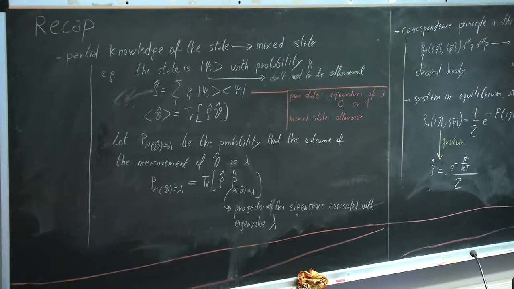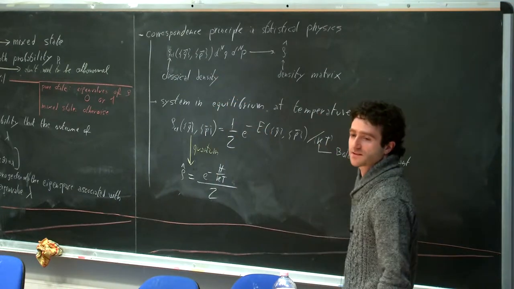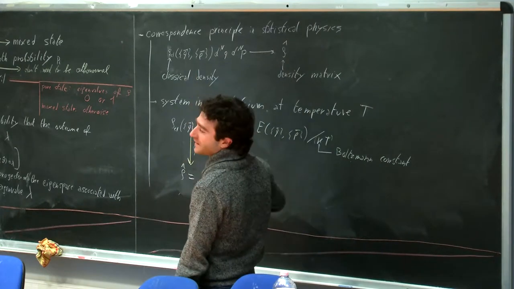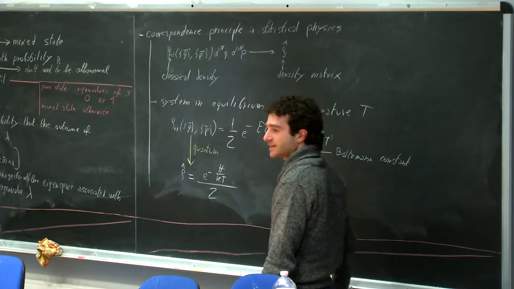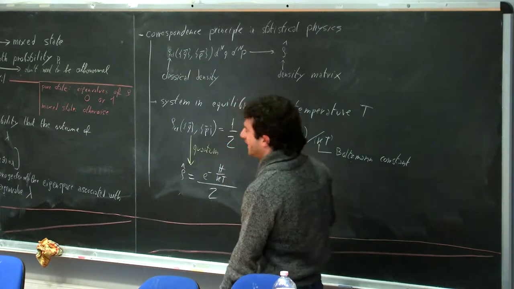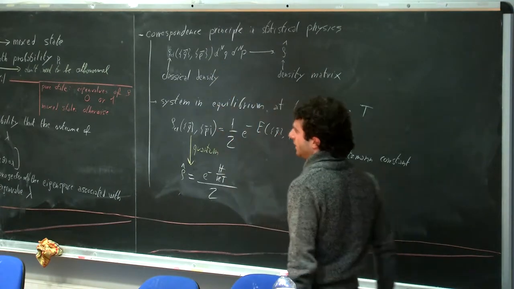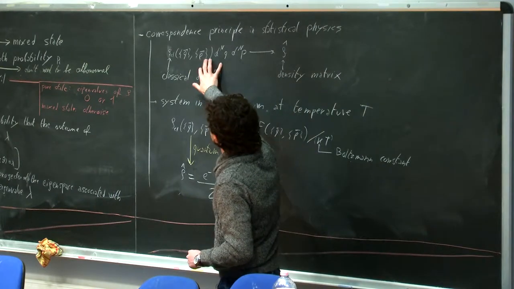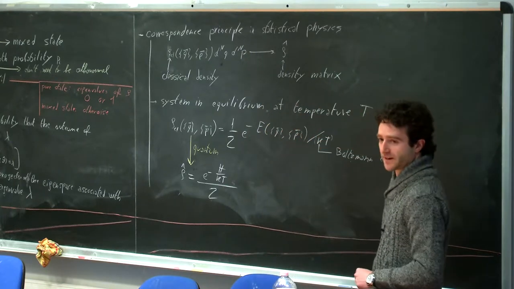Then we talked a bit about the correspondence principle in statistical physics. And I told you that the idea is to replace the classical density of states, rho classical, in the phase space, q and p, these are conjugate variables, and this is the measure in phase space. So you replace this probability with the density matrix in quantum mechanics.